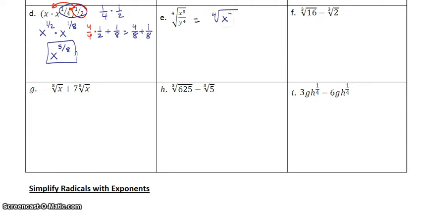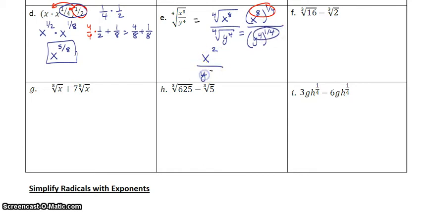I can split up the root with a fraction underneath. And what's happening here is that a fourth root is the same thing as a 1/4 exponent. So really, I have this on top, and I have this on bottom. And then you can multiply your exponents. And here, 8 times 1/4 is 2, and on bottom, 4 times 1/4 is 1.